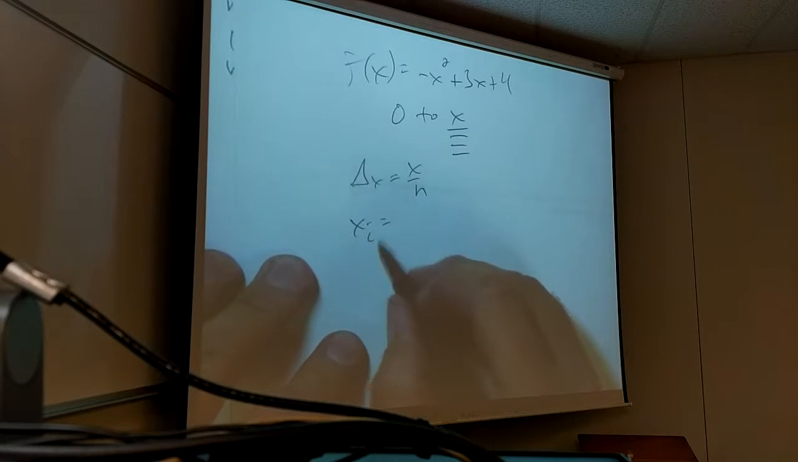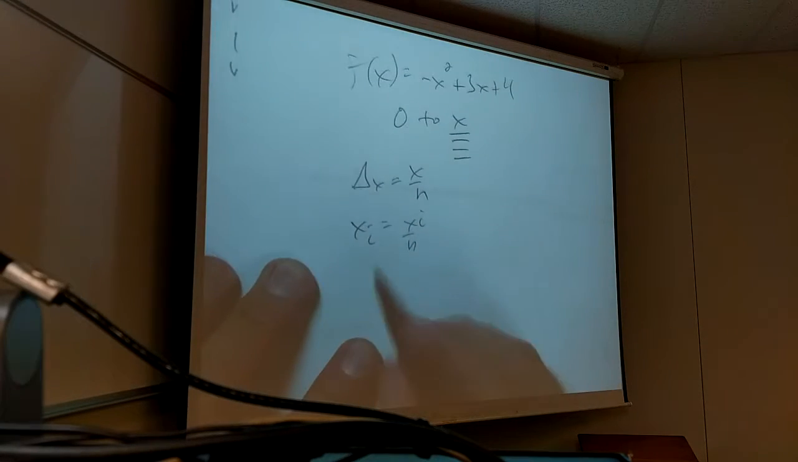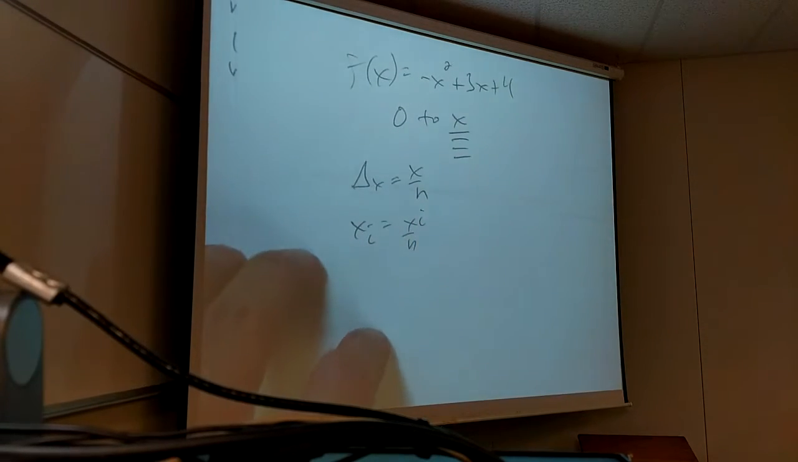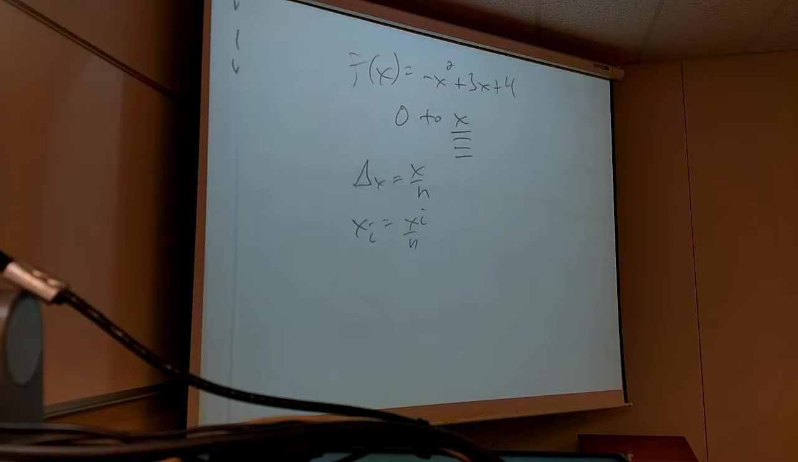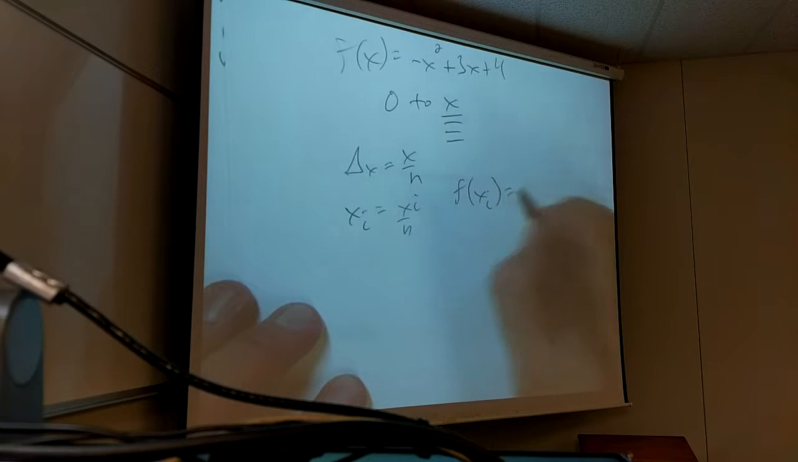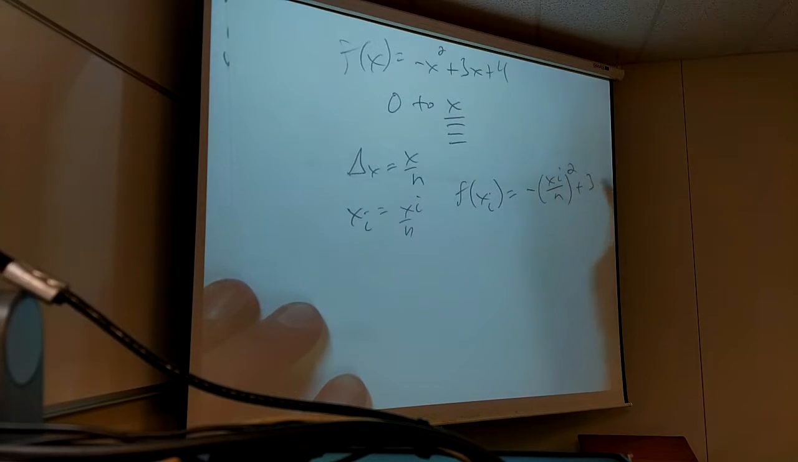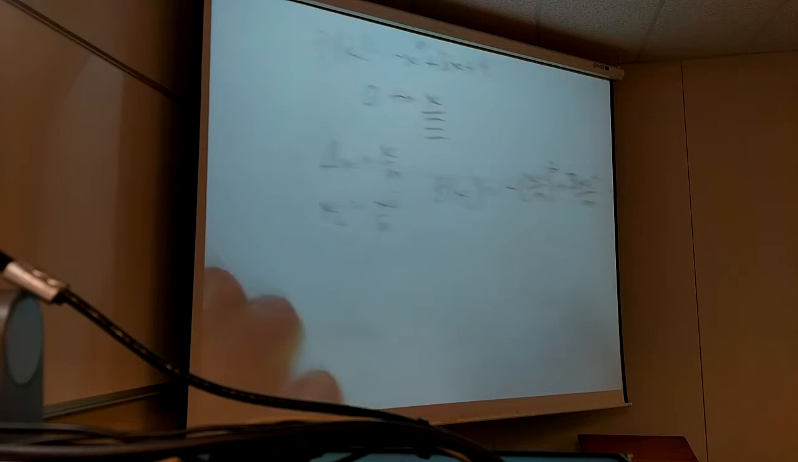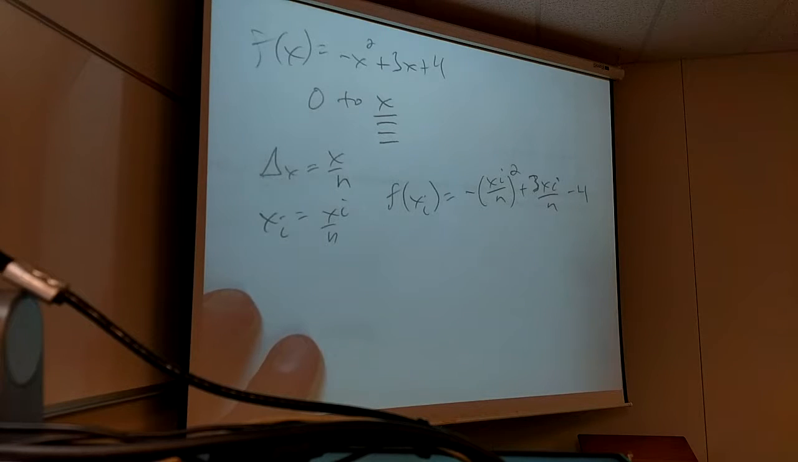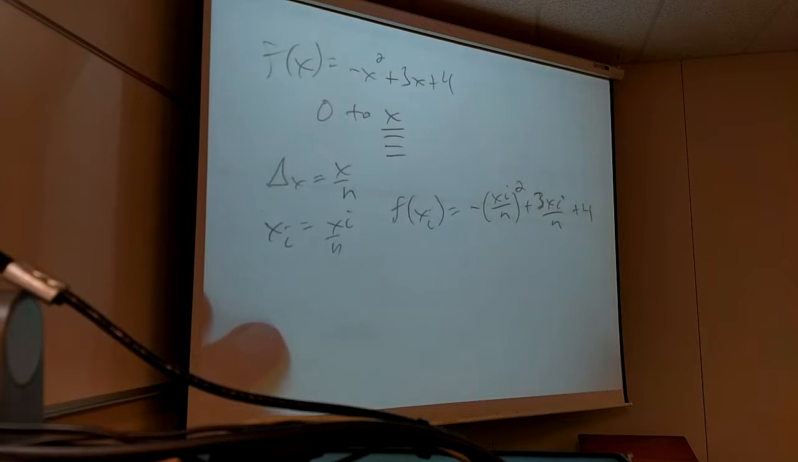And here's where things get a little bit weird. Hopefully you guys can handle this, but x sub i would be x over n times i. So this is x sub i is x times i over n, just like we had 3i over n, right? Okay. And then f of x sub i, now just plug x i over n in. Square plus 3 x i over n plus 4. Is it minus 4? Plus 4, thank you.